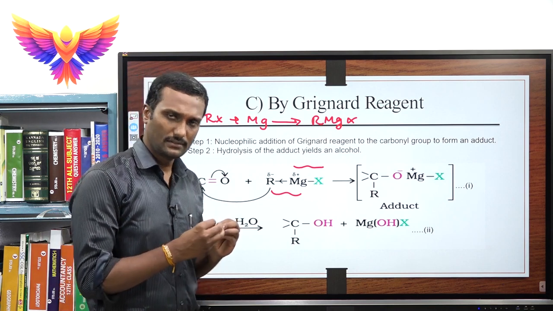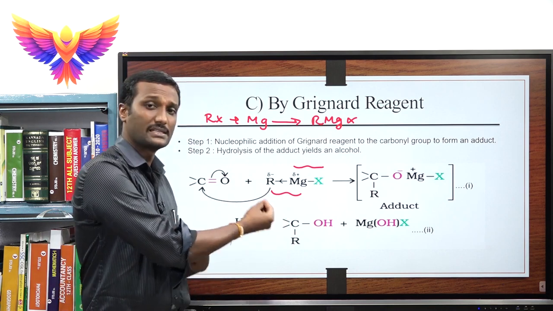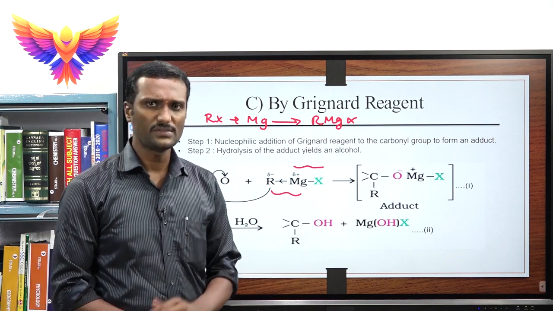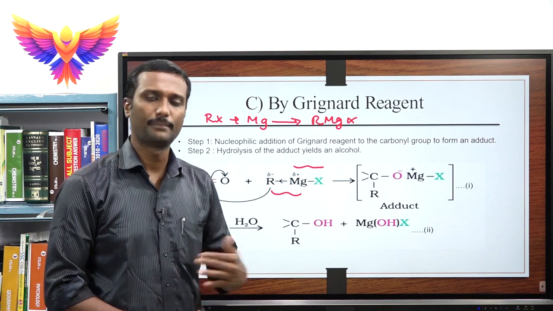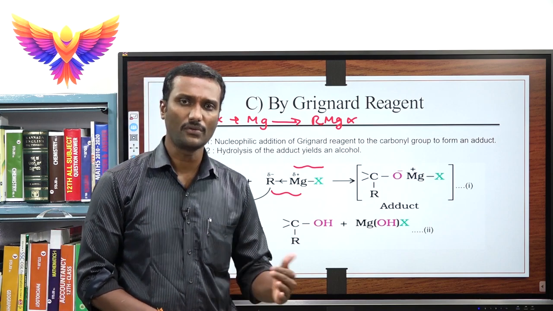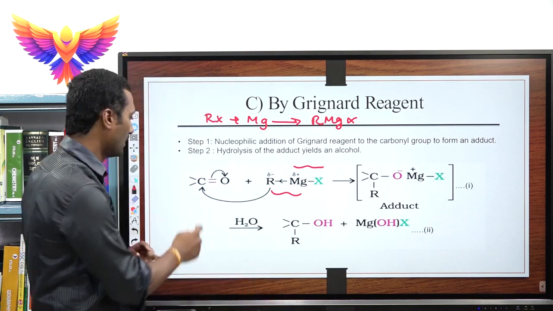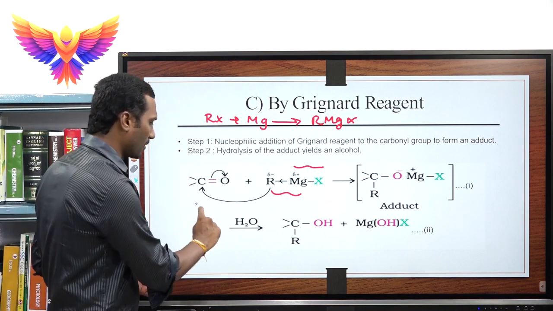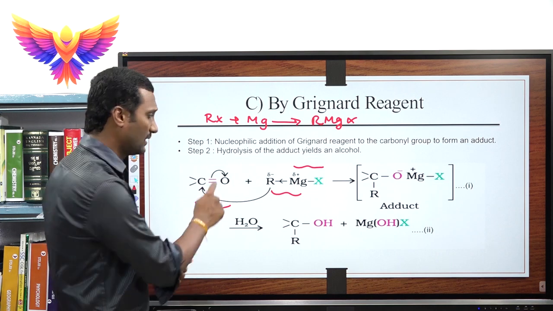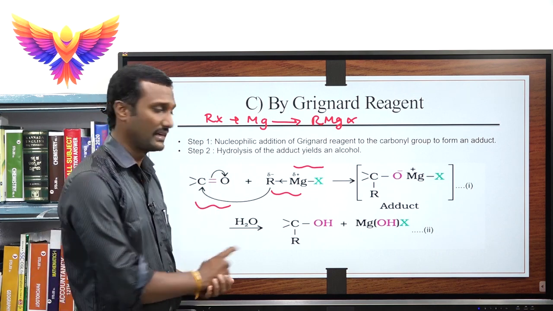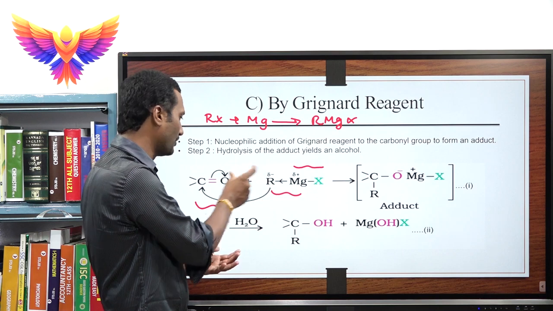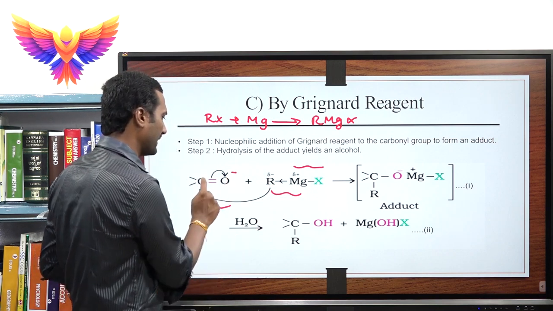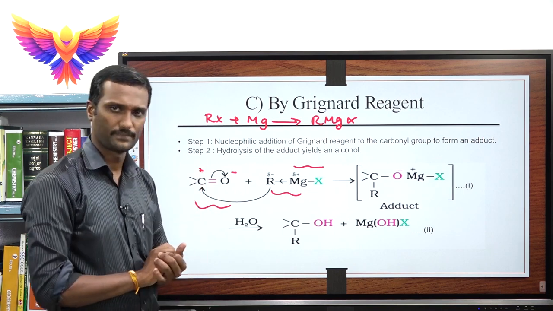Here the Grignard reagent is reacting with a carbonyl group. Carbonyl group means aldehyde and ketone. It depends upon the number of hydrogens or the number of alkyl groups attached on either side of the carbon. So I have taken a carbonyl group. When a carbonyl group undergoes resonance, it forms a negative charge and a positive charge.